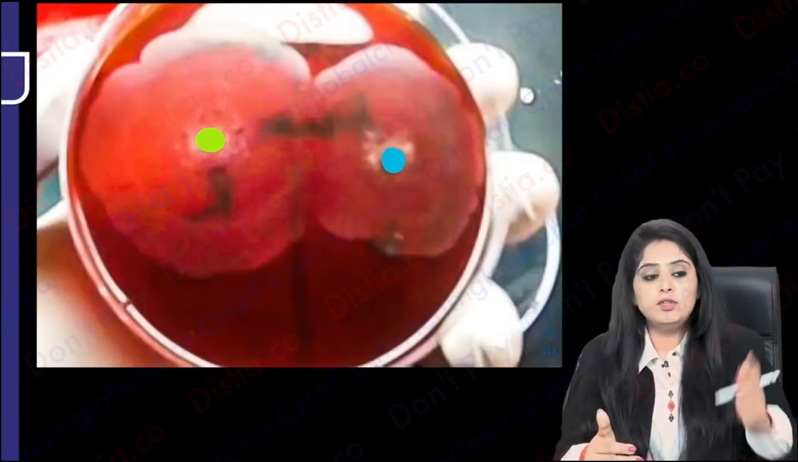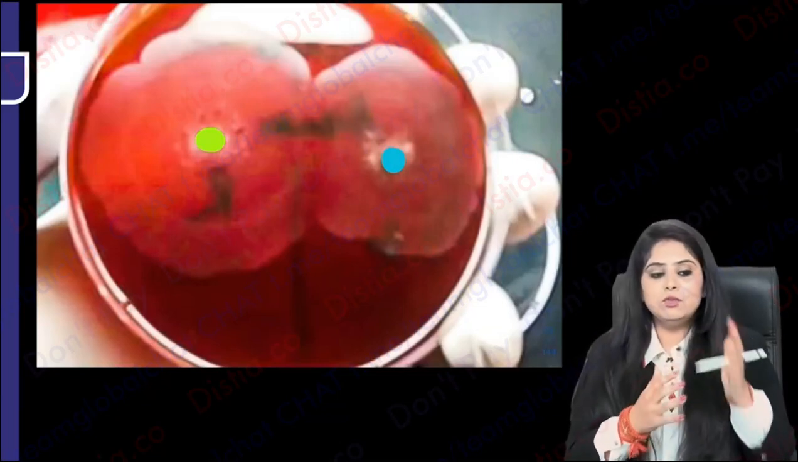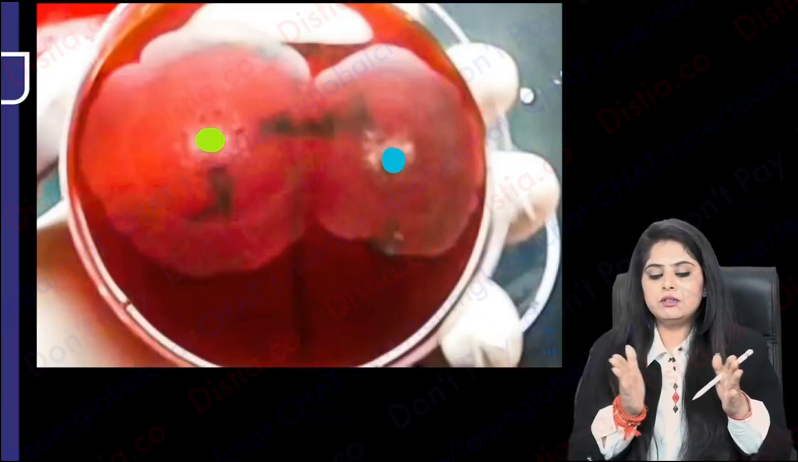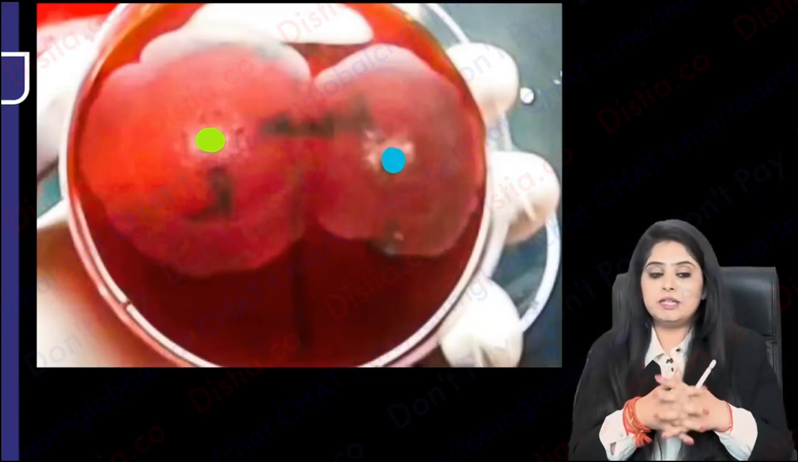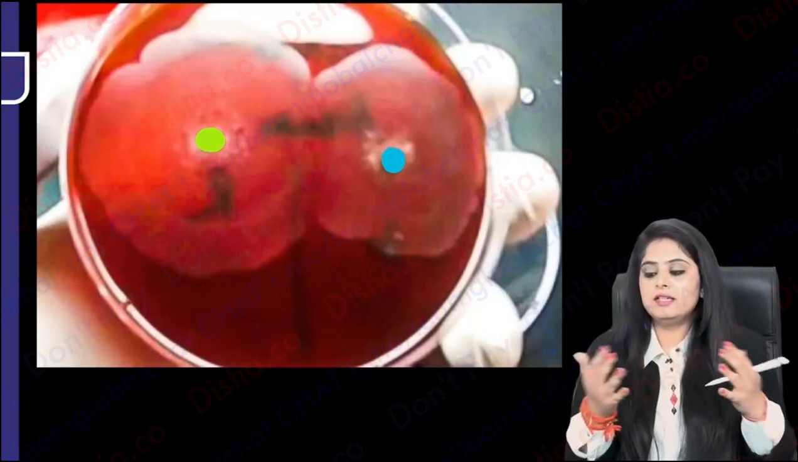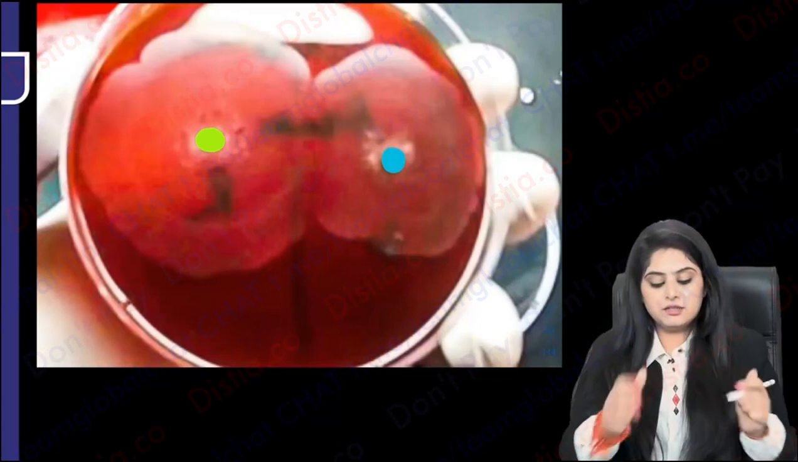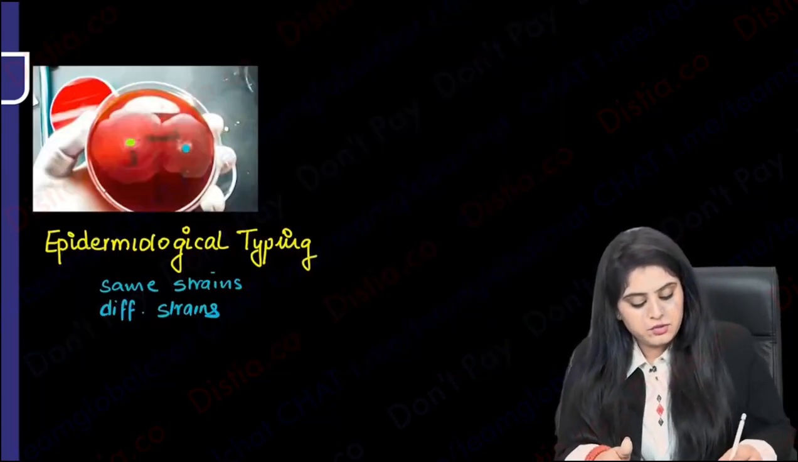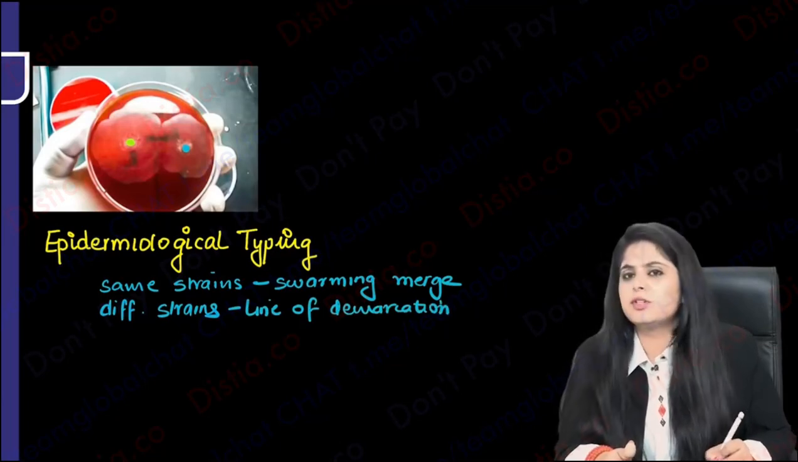Obviously your best friend. So if you and your best friend meet, you will hug each other, you will fuse into each other. But if you and your enemy meet, you will come to each other but say hello and go away, right? You are not going to hug each other. So simple. Best friends, their swarming will merge, but if they are different, they will separate. So this means that in same strains the swarming is going to merge, whereas if they are different, then you will see a line of demarcation. They will maintain their distance because they are enemies.